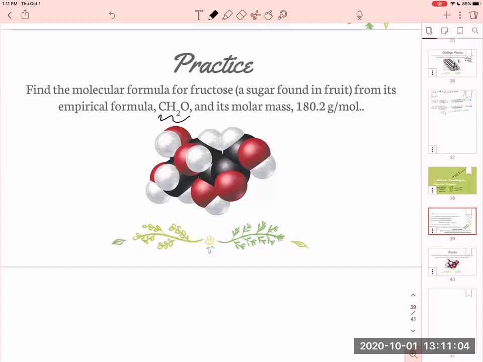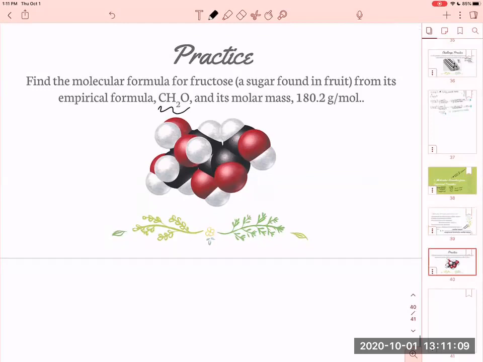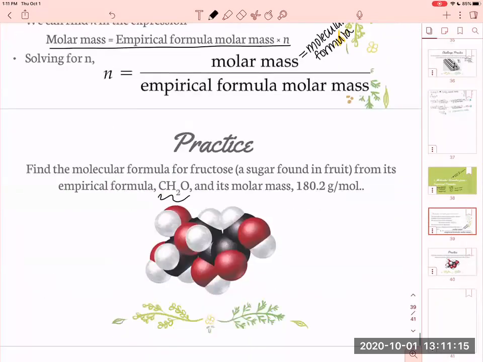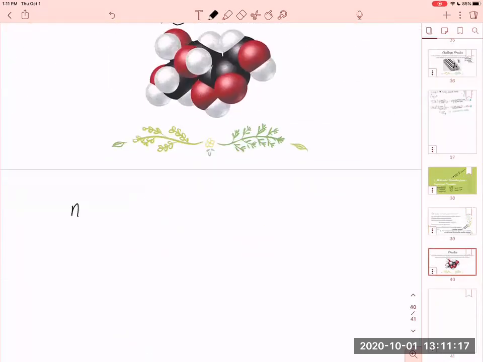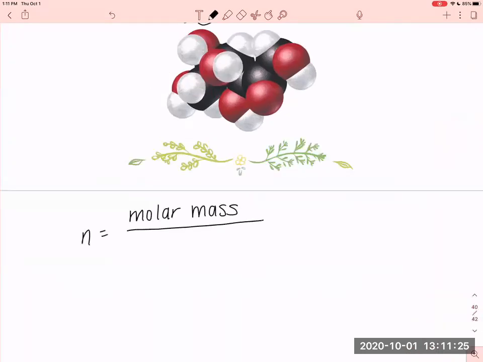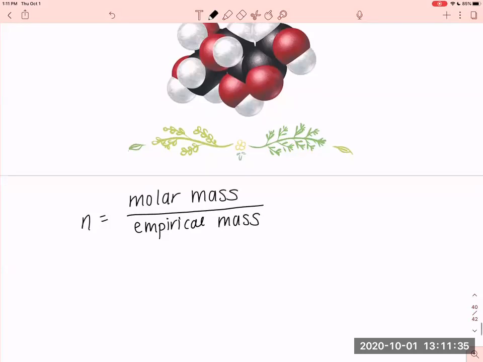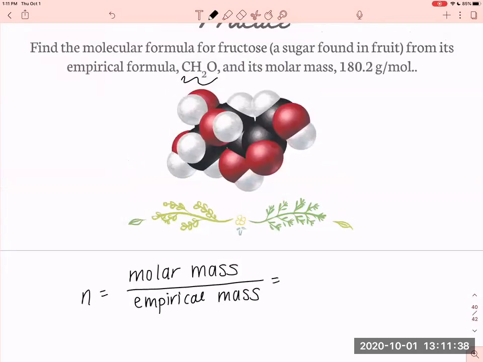So first we have to find this factor. What's the factor difference between empirical and molar mass? So just as a quick reminder, coming from this slide, molar mass is equal to empirical mass times N. So if we're looking for N, we have our molar mass, that's of our molecular formula, over our empirical mass, which is of our empirical formula. It's not times 100, it's not a percent, but that is your N. That's a factor of difference between your two formulas. So what is our molar mass? Well, they told us it's 180.2 grams per mole.